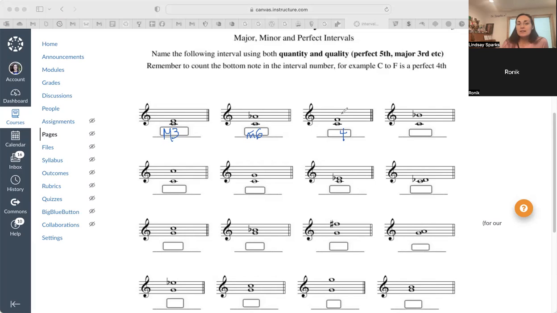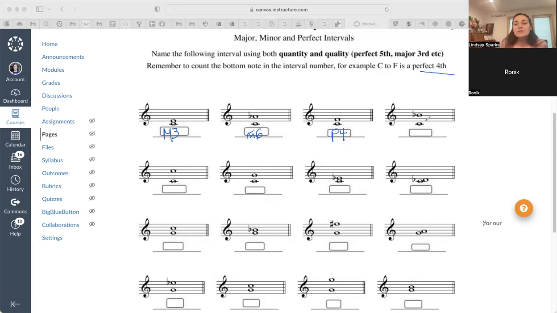We use the same designation for octaves and fifths as well. Oh, perfect. It says on the top, for example, C to F, perfect fourth. Yeah, you're right. Perfect fourth. Exactly.